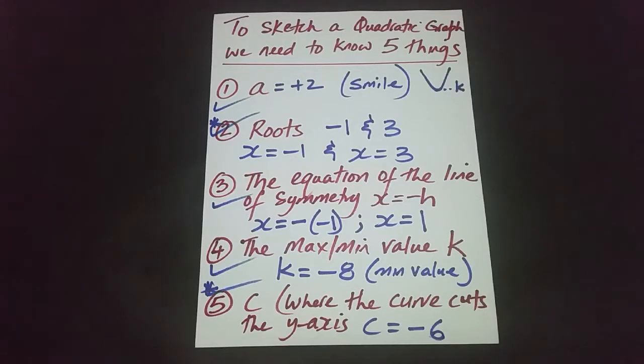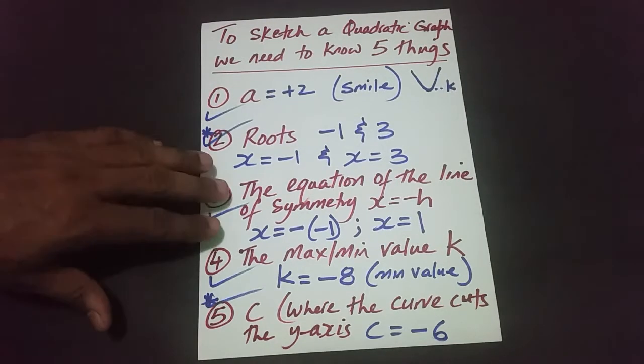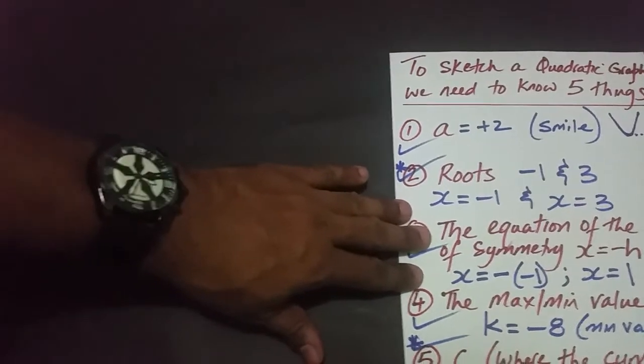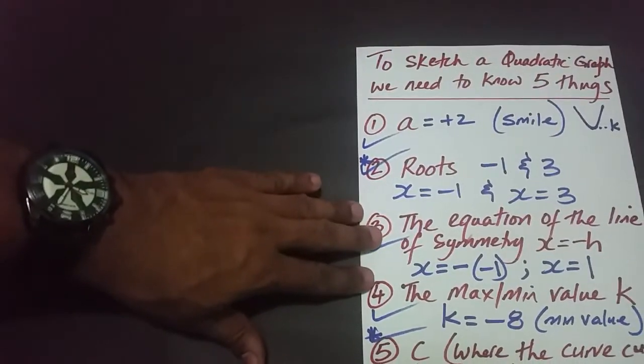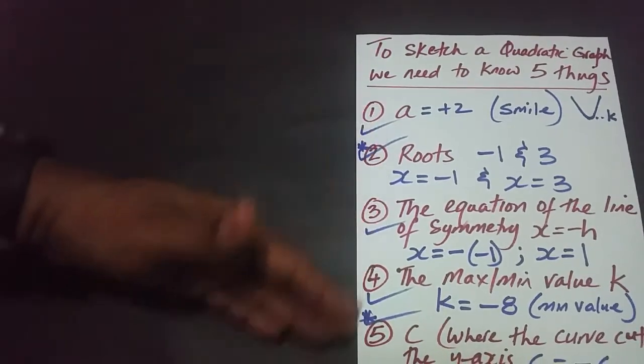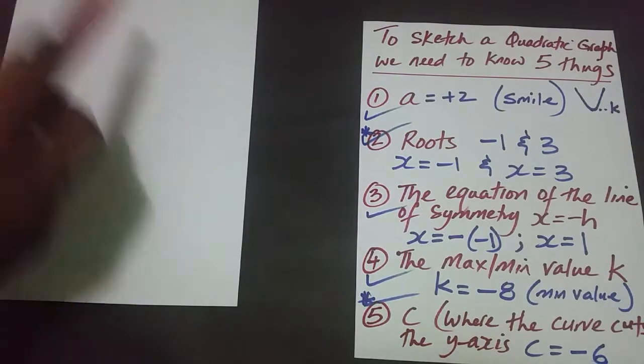Alright guys, welcome back, and we're now about to sketch the graph itself. Remember first of all that the value of a is positive 2, which means that the graph is going to have a smile. I'm going to recommend what to do first and so on in the correct order, so it's a lot easier for you to go ahead and do this.